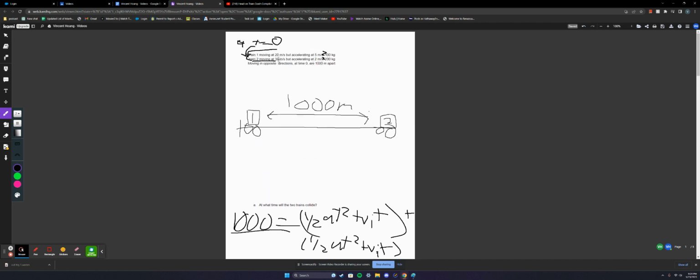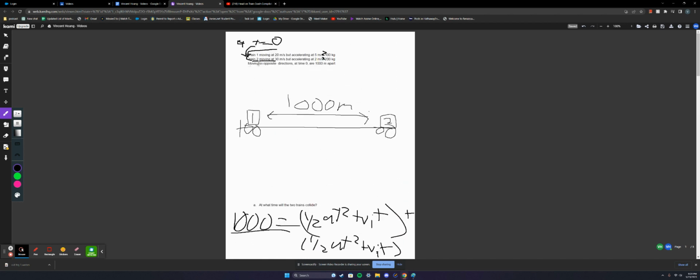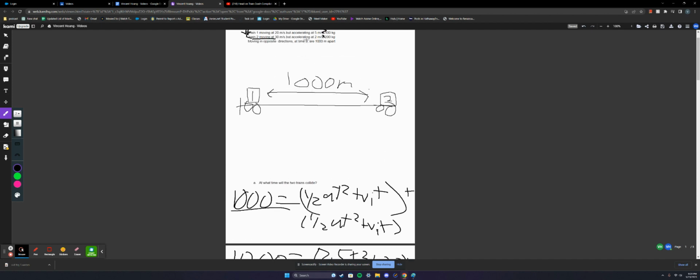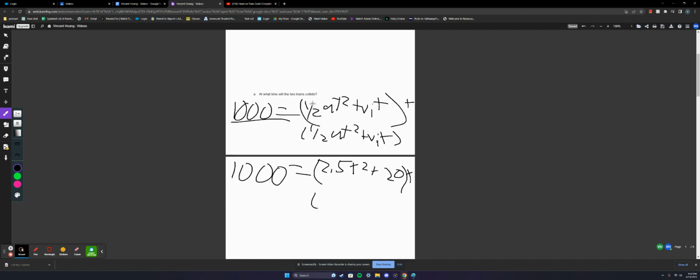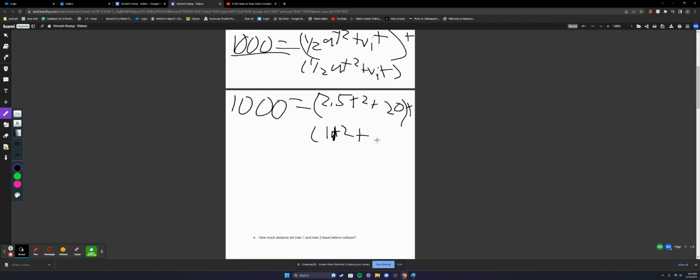What is the initial velocity? 20 meters per second. Parentheses around that, and then we'll do train 2. What is train 2's acceleration? It's 2 meters per second squared, and 1/2 times 2 is 1, so 1 t squared plus, what is it initially moving at? 30 meters per second. So 30 t, with parentheses around that.